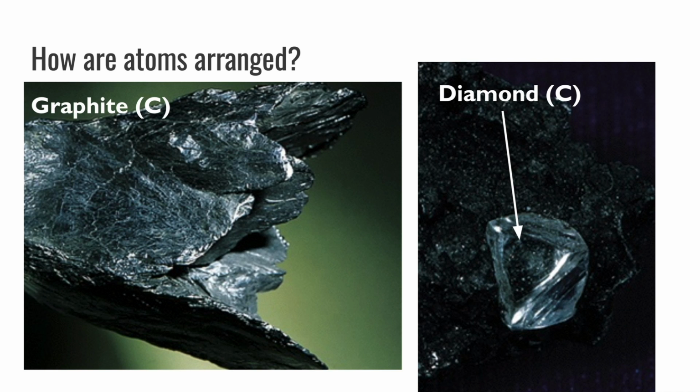So it's critical to know how atoms are arranged because they can have the same chemical composition but be different minerals. For example, both graphite on the left and a diamond on the right are made up of pure carbon, but they're very different minerals. Diamond is typically translucent and extremely hard, whereas graphite we can pretty easily break.